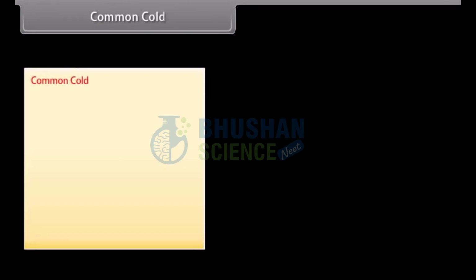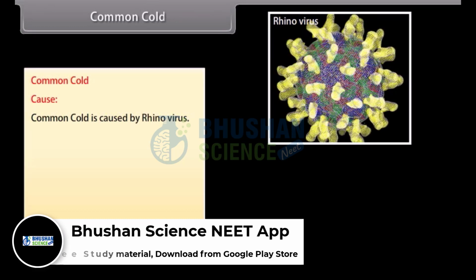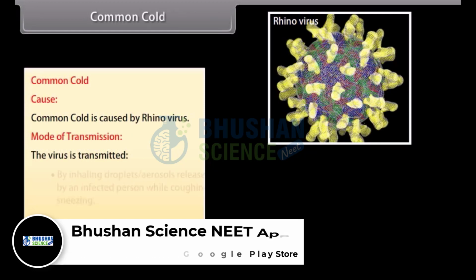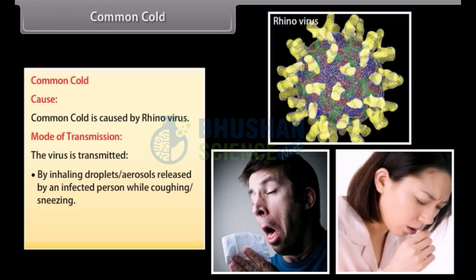Common cold. Cause. Common cold is caused by rhinovirus. Mode of transmission. The virus is transmitted by inhaling droplets, aerosols released by an infected person while coughing, sneezing, or by using contaminated objects like pens, books, mouse, etc.